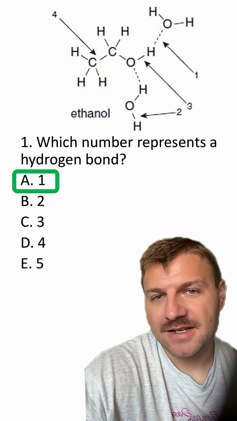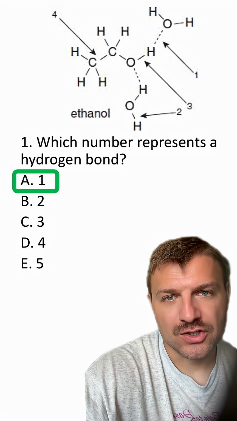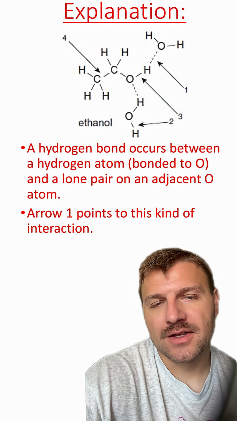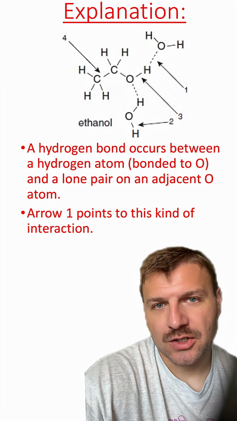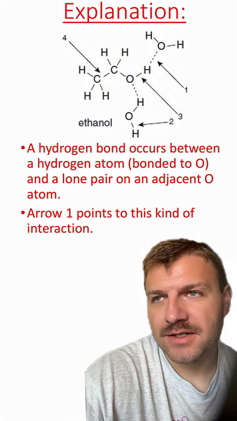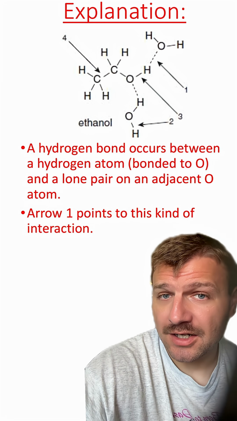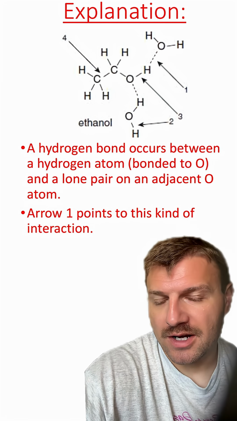The answer here is A. Number 1 is pointing to a hydrogen bond. Typically, hydrogen bonds are represented by a dotted line, but they also occur between hydrogens and oxygens. Hydrogen bonds can occur between other elements and hydrogen, however, oxygen-hydrogen is a great example of it.